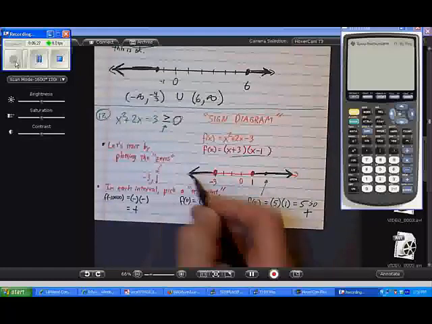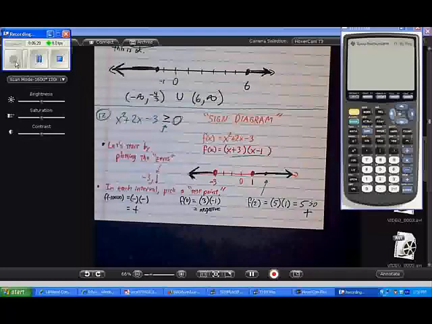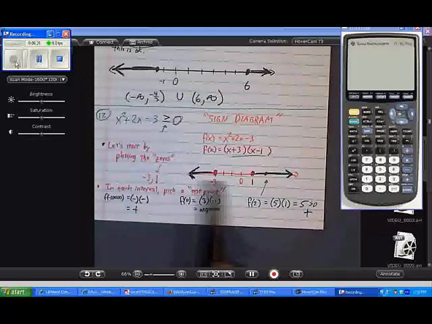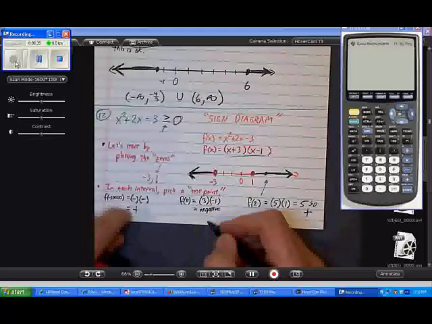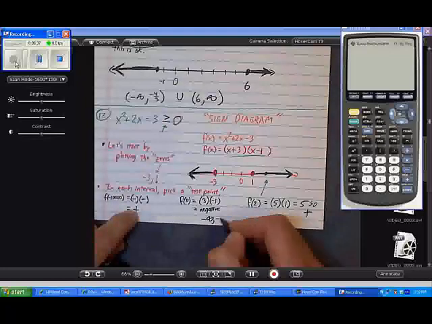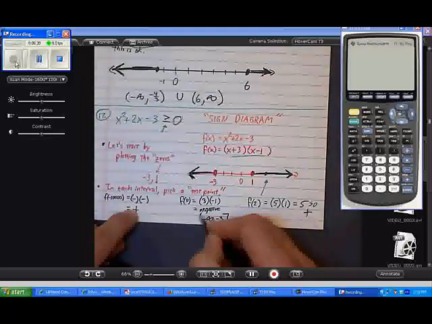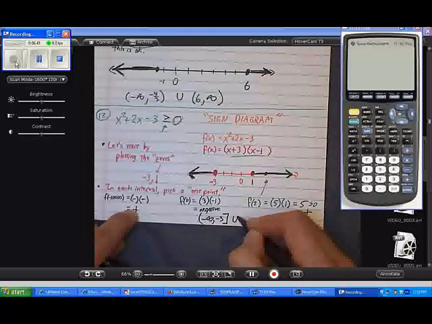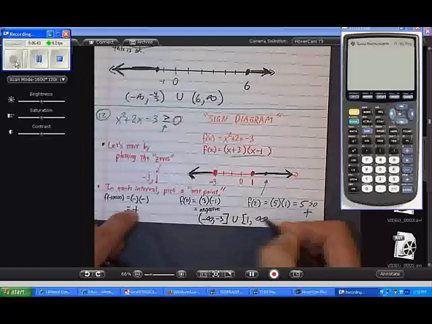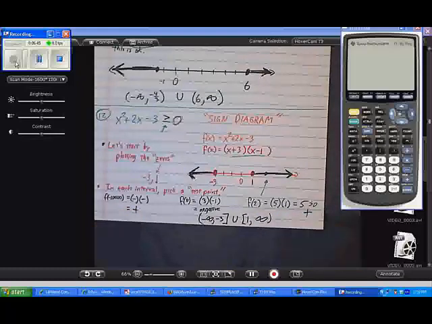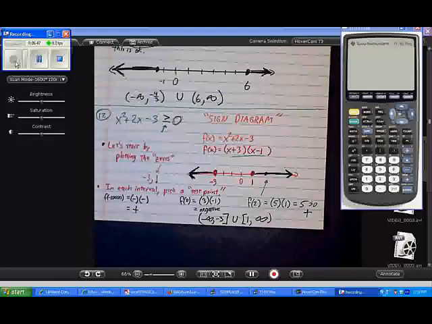And so the graph of number 17 would be this. And again, we could write the solution in interval notation. We could say -∞ to -3 with a bracket, union 1 to infinity. You guys follow? Okay.